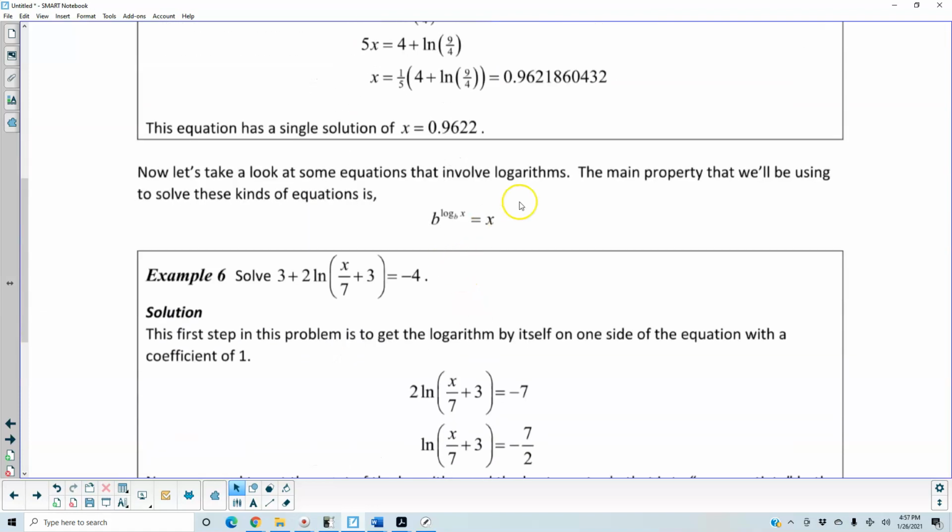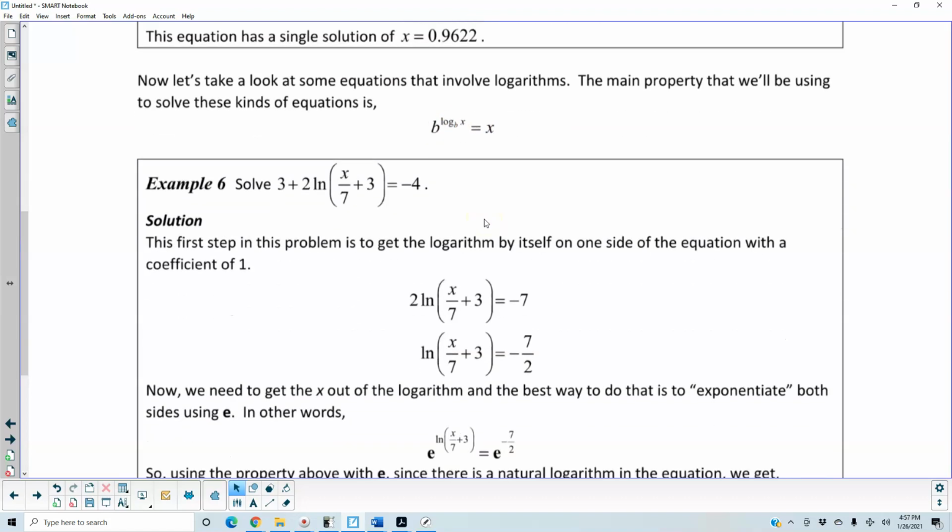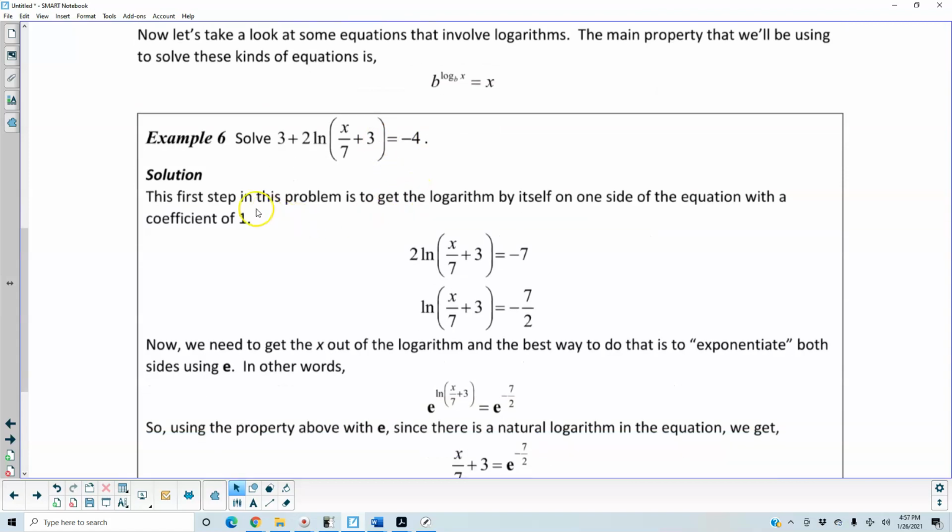Now let's take a look at some equations that involve logarithms. The main property that we'll be using to solve these kinds of equations is b to the power of the logarithm base b of x, which is equal to x. So here we want to solve 3 plus 2 times the natural log of x over 7 plus 3, which is equal to -4. The first step in this problem is to get the logarithm by itself on one side of the equation with a coefficient of 1.